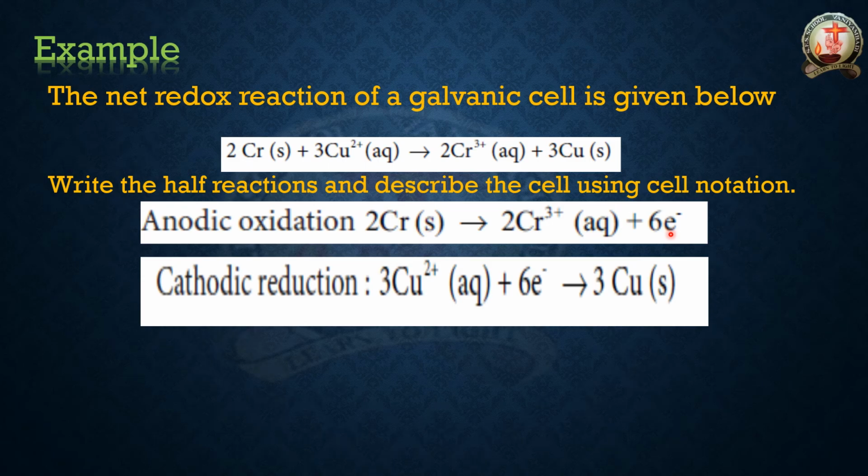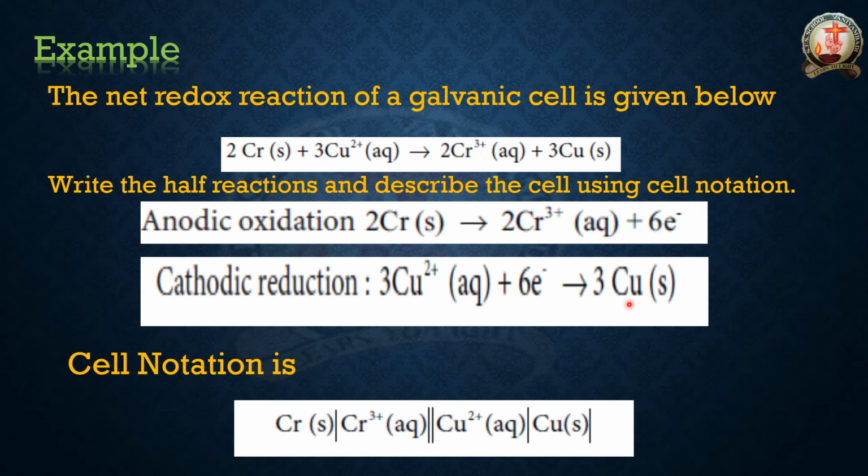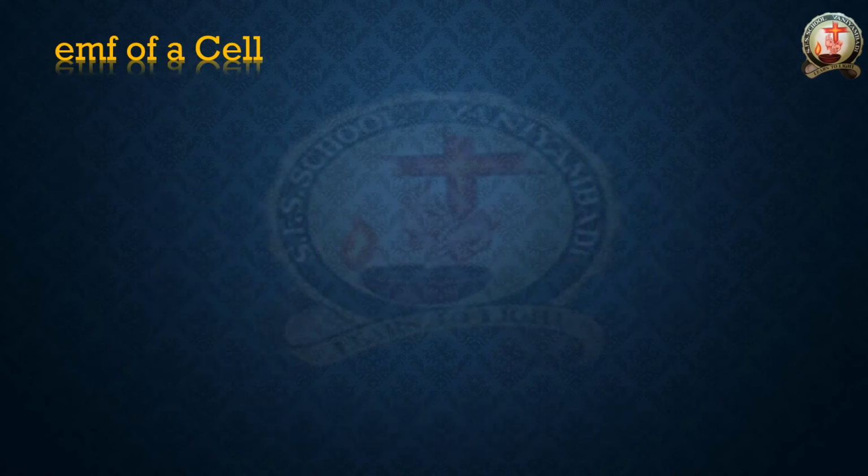So in the cathodic reduction, what is happening? Copper 2 plus is converted to pure copper metal. These 6 electrons are accepted by copper 2 plus, and we get 3 copper metal. The overall cell notation is Cr(s), Cr3+, then the salt bridge, Cu2+ in aqueous medium, and we get pure metallic copper. These types of questions are sometimes asked for 1 mark also. They give n number of cell notations as options for variation, and you can find the cell notation of your reaction.